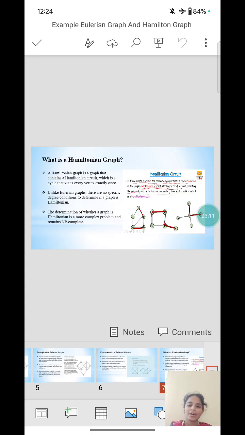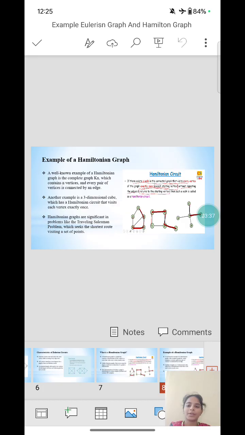If there exists a walk in a connected graph that visits every vertex of the graph exactly once, except the starting vertex, without repeating edges, and returns to the starting vertex, then such a walk is called a Hamiltonian circuit. Determining whether a graph is Hamiltonian is a more complex problem and remains NP complete.